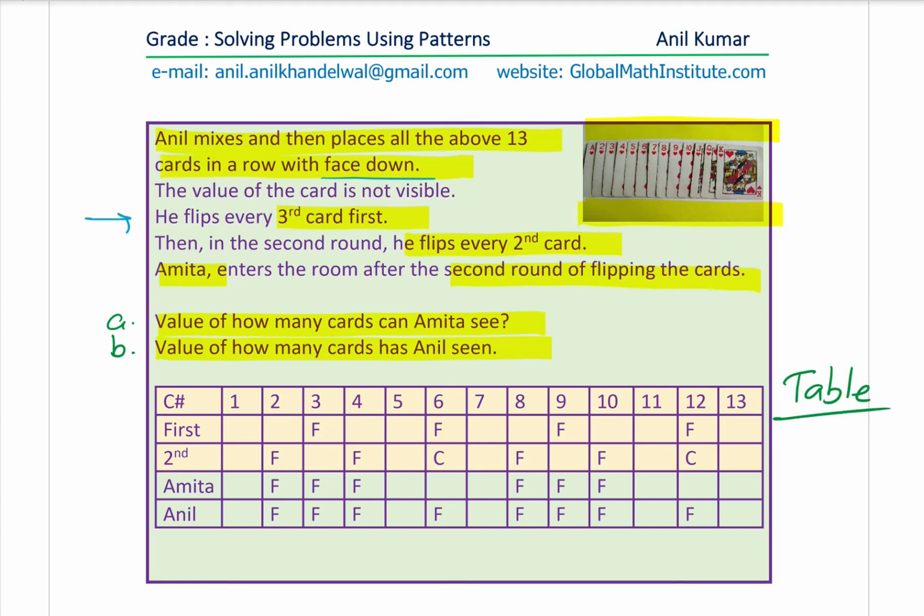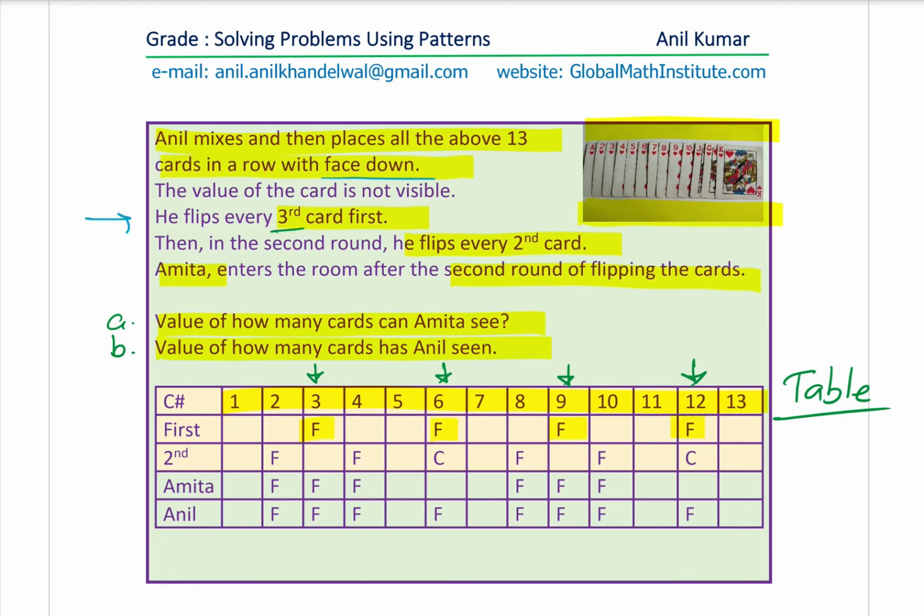So we have 13 cards, so we have these numbers 1 to 13. They are placed, mixed up but placed, 13 cards. So let's talk about flipping. When we say every third card, that means these are the cards 3, 6, 9 and 12 which are flipped. So once you flip them, you can see the face. So I wrote the face for these cards.